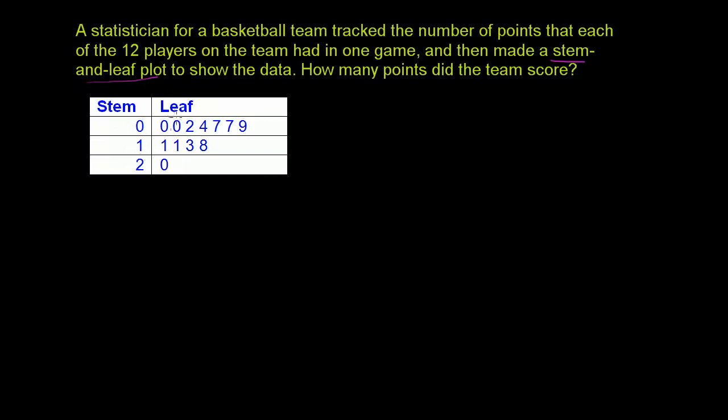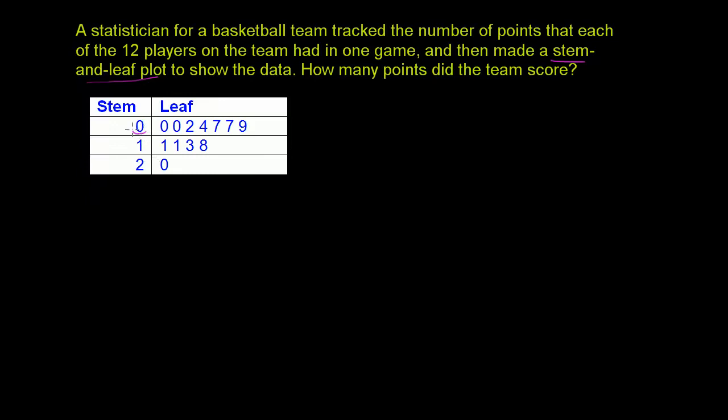Usually the leaf will contain the rightmost digit, or the ones digit, and then the stem will contain all of the other digits. What's useful about this is it gives a distribution of where the players were. You see that most of the players scored points that started with a 0, then a few more scored points that started with a 1, and then only one scored points that started with a 2, and it was actually 20 points. So let me write down all of this data in a way that maybe you're a little bit more used to understanding it.